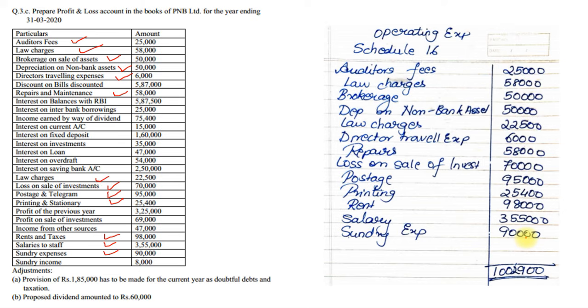Okay, I hope everyone has understood till this step. There are four schedules: interest earned, other income, interest expended, and operating expenses. Now, if you look carefully, all these things have been posted. With the question, whatever things have been given, we have posted everything except profit of the previous year, which will be coming in our final format.